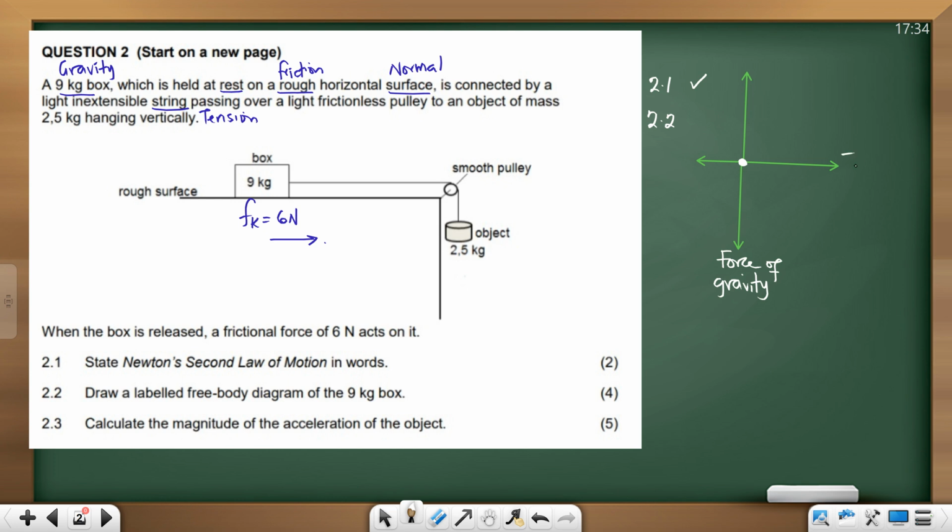What do we have on the right hand side? We have tension, which is obviously longer because the object is now moving. And what is this? This is kinetic friction. And we have normal force. You get your full 4 marks there.